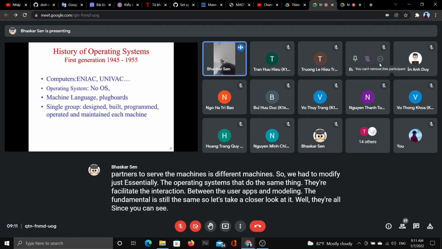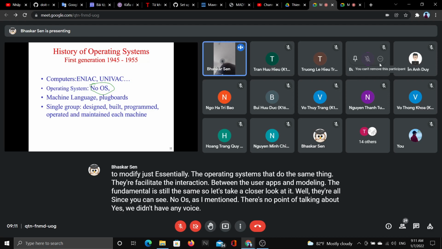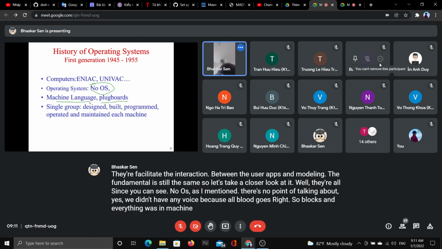No OS, as I mentioned. There's no point of talking about OS because we didn't have any OS. It was all plug boards, right? It's all plug boards. And everything was in machine language.